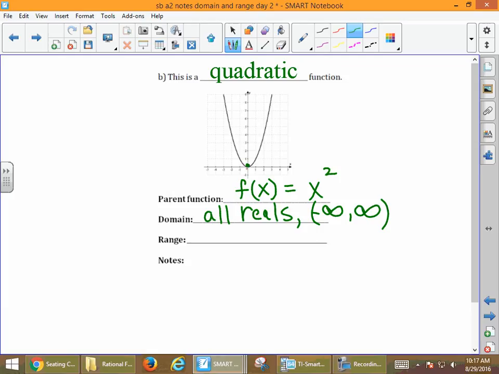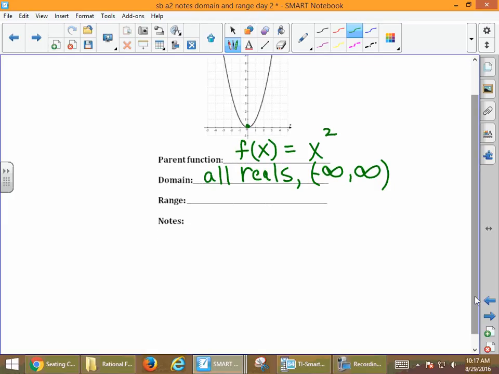That's our low point. And the y value of that, because range deals with the y's, is y greater than or equal to 0. Our lowest point on that graph there is 0, 0. In interval notation, we have 0 to infinity. Because it's greater than or equal to, we have the bracket.